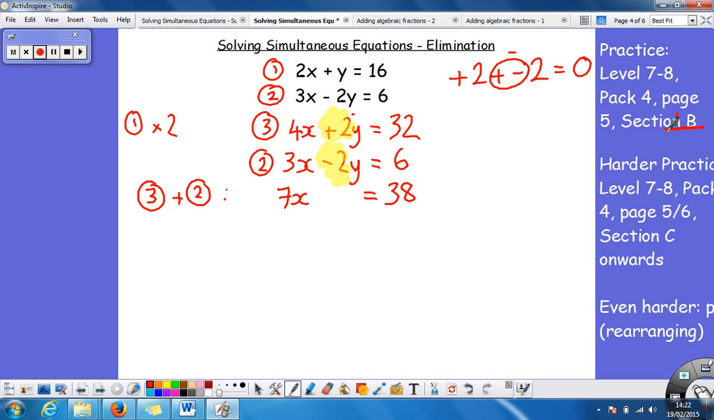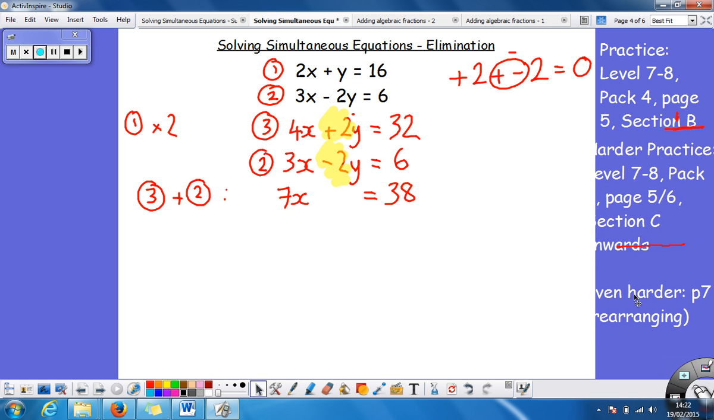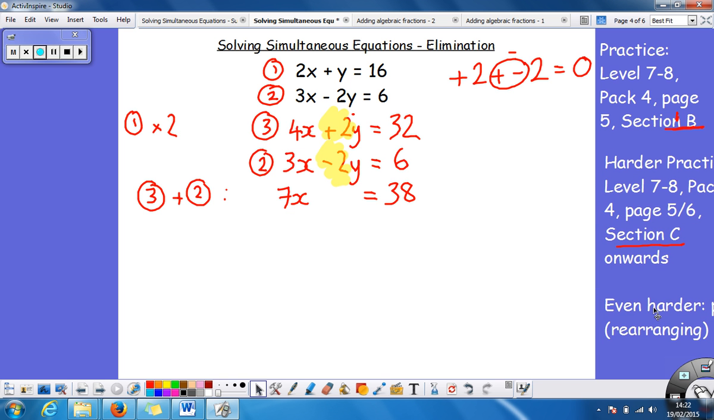And then if you're really ready for a challenge, then you can start to look at some of the harder ones from section C onwards. If you are really comfortable, then you might want to have a look at page 7 rather than page 5 and 6. And the top section on page 7 involves you having to rearrange the equations first before you start eliminating them. Okay. You can pause your video now and you can have a go at the questions on your worksheet.